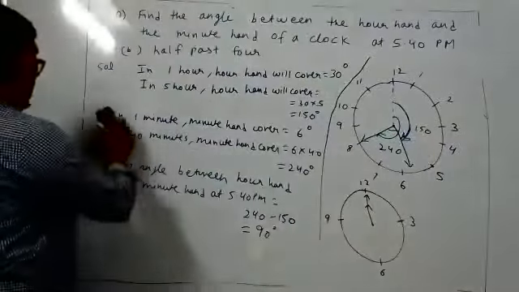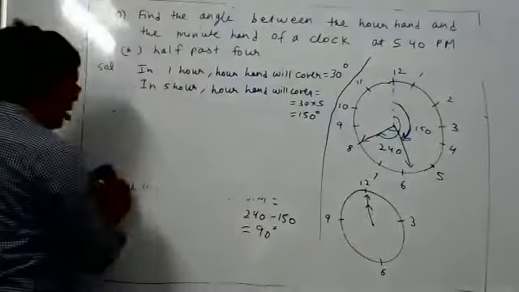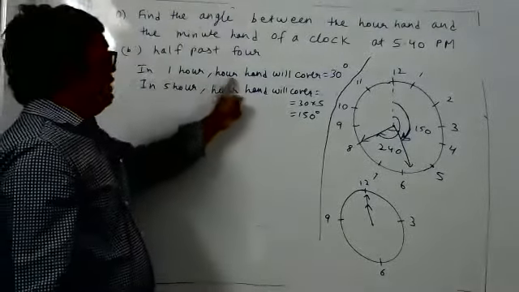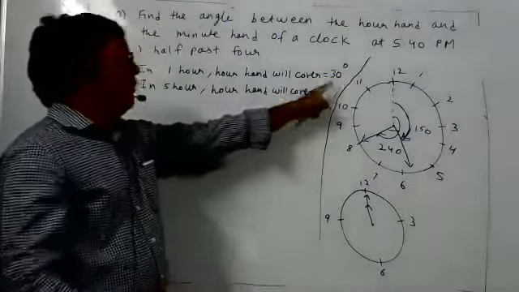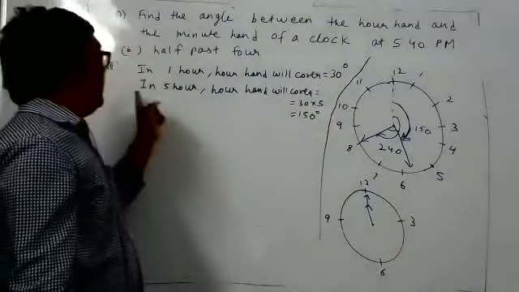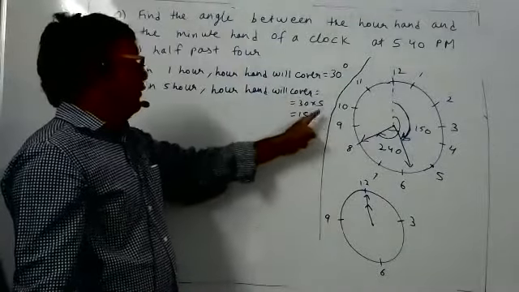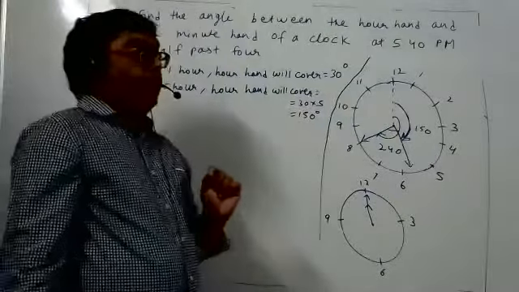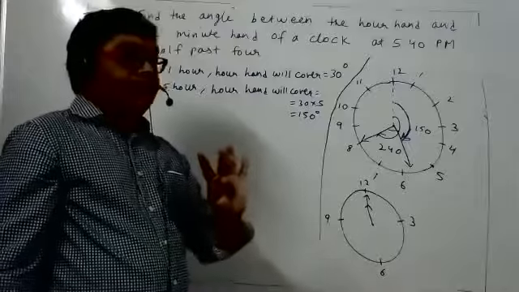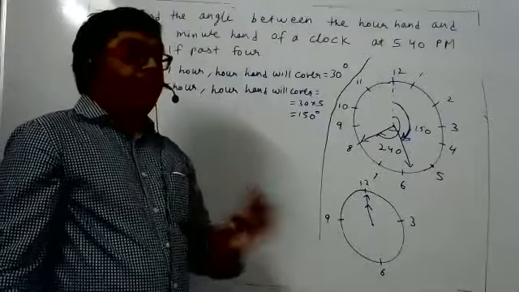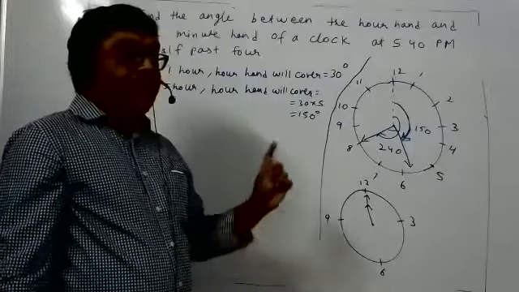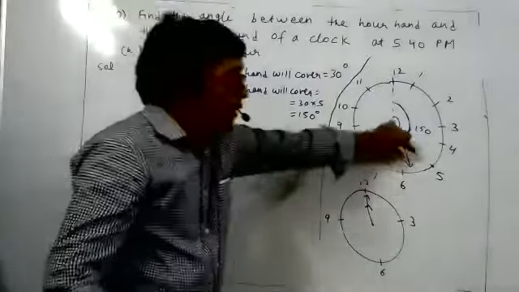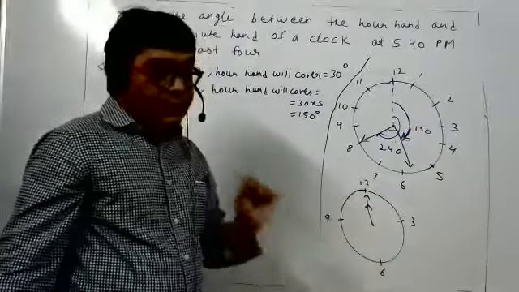So I will erase this part. The entire thing is not wrong. Students, in 1 hour, the hour hand will cover 30 degrees. We'll start from the beginning. In 5 hours, the hour hand will cover 30 into 5, 150 degrees. But do you think the hour hand has to move only 5 hours? No, it has to move 5 hours plus 40 minutes also, because the time is 5:40. Are you understanding or not?